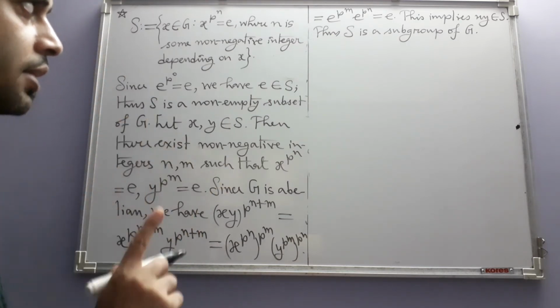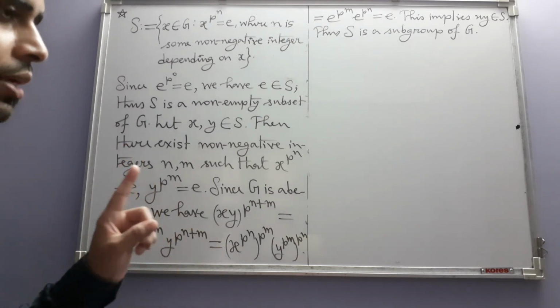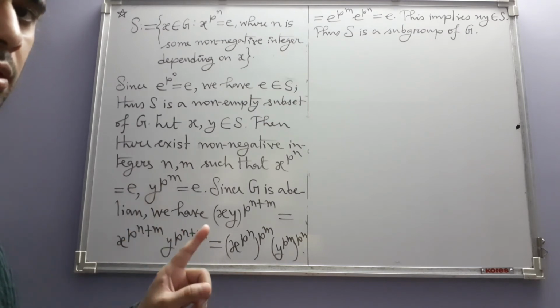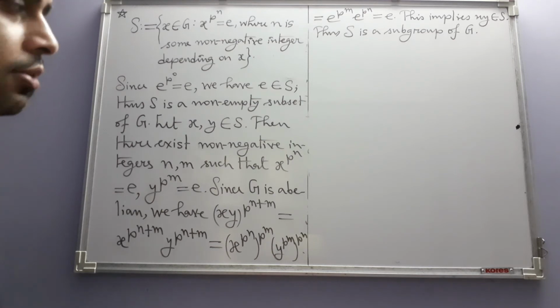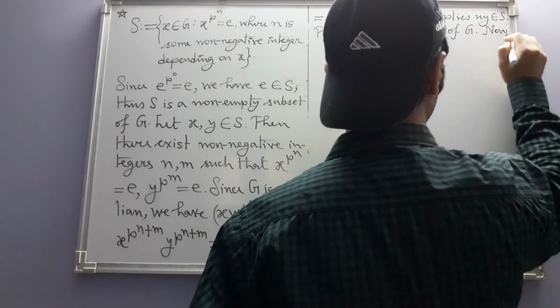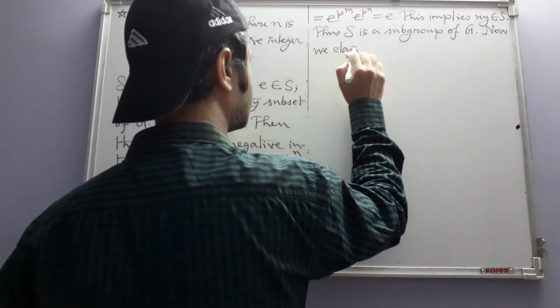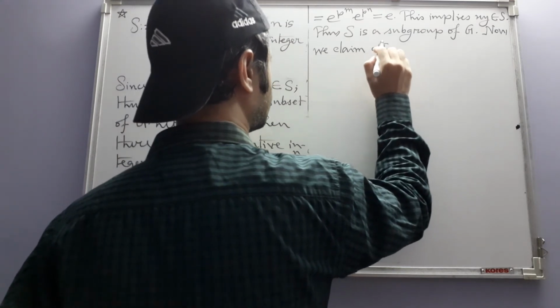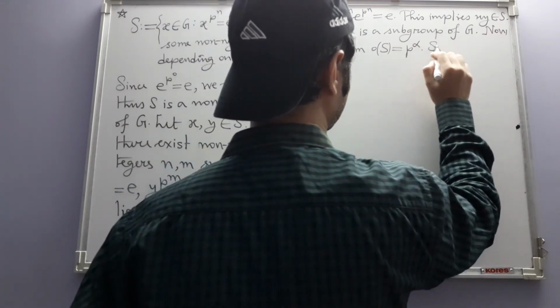We now want to show that its order, the order of S, is p to the power alpha. The first thing to show in that direction is that p is the only prime divisor of the order of S, and we will show this by supposing that there is some other prime that divides order of S and arrive at a contradiction. Now we claim that order of S is equal to p to the power alpha.